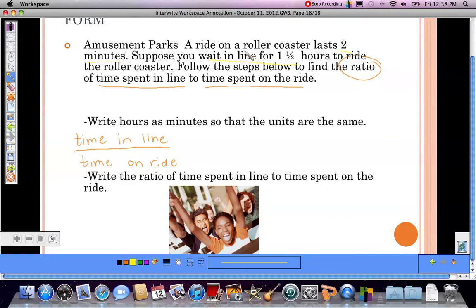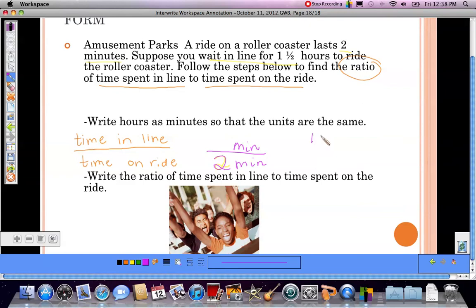We know that the ride on the roller coaster lasts 2 minutes, so the time on the ride is going to be 2 minutes. And time in line is an hour and a half. Well, we don't want to write 1.5 hours because we won't have the same units. We need the units to match. So how many minutes is an hour and a half?